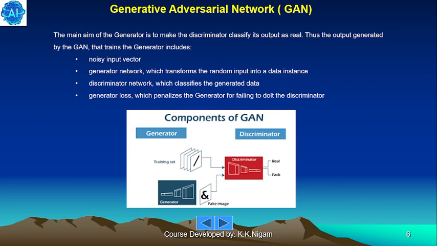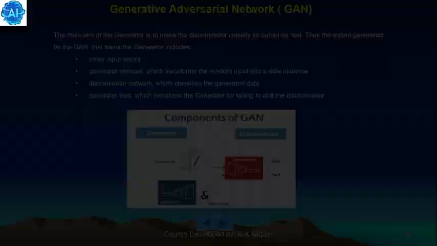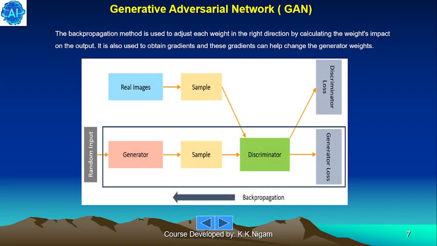Thus, the GAN setup that trains the generator includes a noisy input vector, the generator network, which transforms the random input into a data instance, the discriminator network, which classifies the generated data, and generator loss, which penalizes the generator for failing to fool the discriminator. The backpropagation method is used to adjust each weight in the right direction by calculating the weight's impact on the output. It is also used to obtain gradients, and these gradients can help change the generator weights.